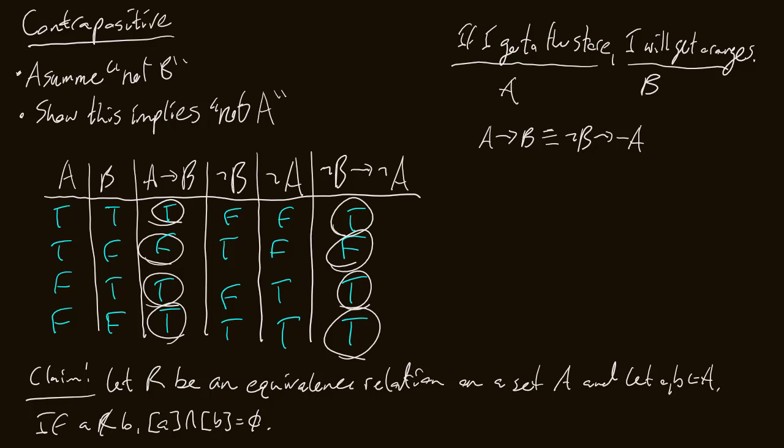We said that with an equivalence relation, if a relates to b, then they belong to the same equivalence class, which means that their intersection would not be empty. So now what I'm saying is that if two elements do not relate to each other, then the intersection between their equivalence classes is empty, right? Because their equivalence classes are disjoint. So if a does not relate to b, they're in disjoint equivalence classes, so their intersection would be empty, right?